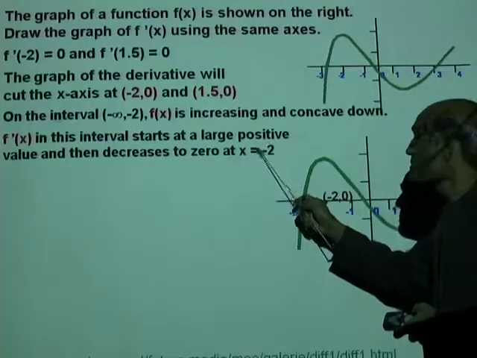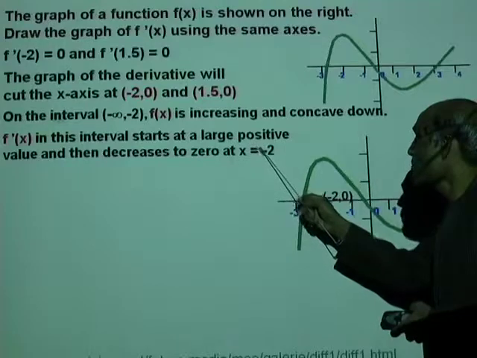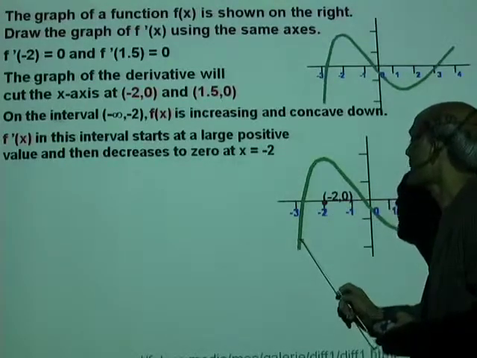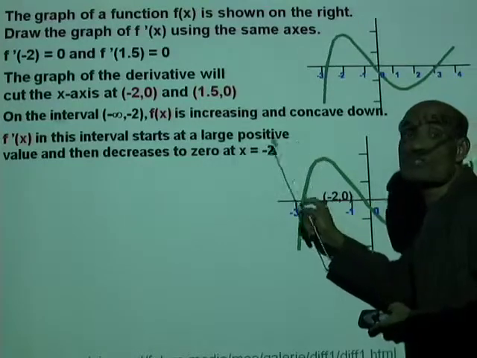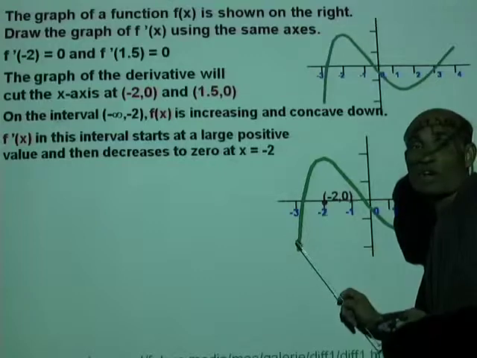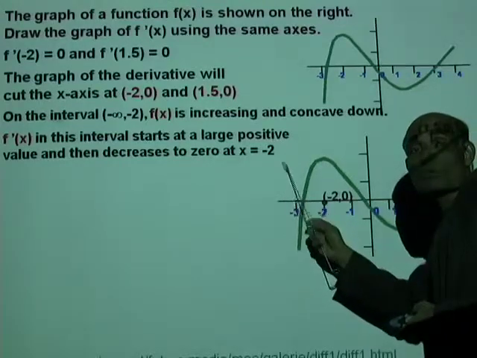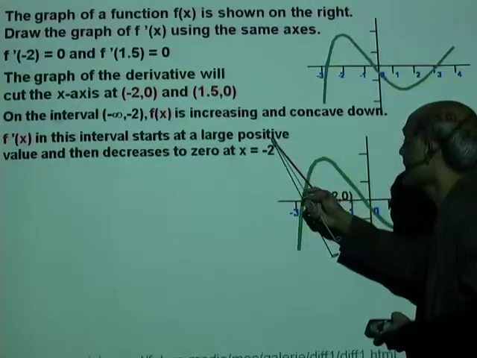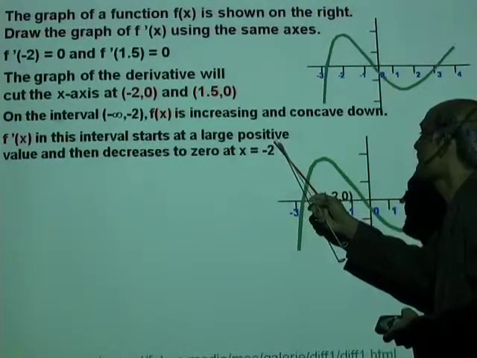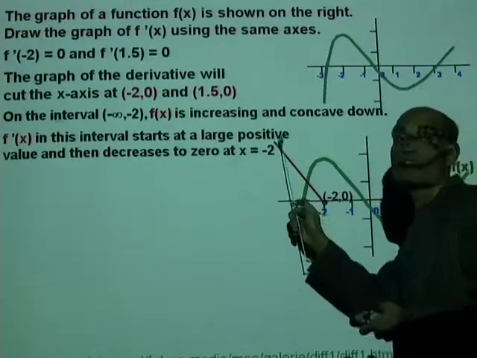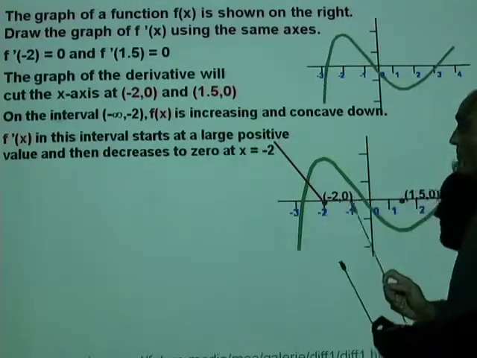That means the derivative will start at a large positive value. It will decrease. The function graph is increasing means the derivative will be positive, above the x-axis, and concave down means it will be decreasing. That means the derivative graph will come like this. It will be positive and decreasing, above the x-axis and decreasing.